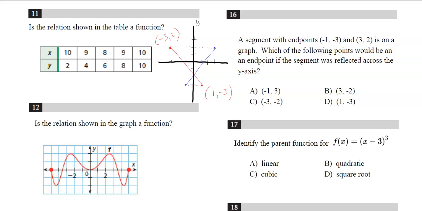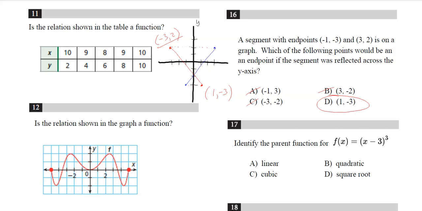So it says, which of the following would be an endpoint? So I need 1, negative 3. Ooh, I see 1, negative 3 right there. The other possible answer could have been negative 3, positive 2, and the other ones are close, but not it.